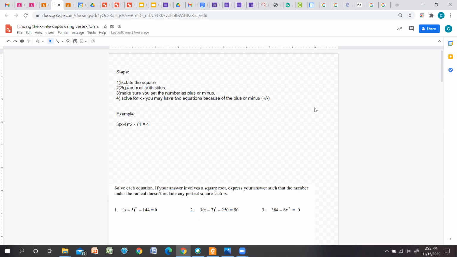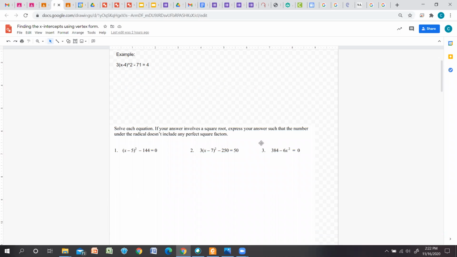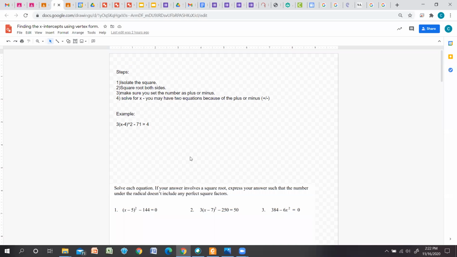Notice this can be used to find the x-intercepts by setting the function equal to 0, as some of the examples down below have. For example, number 1 and number 3. These would be the x-intercepts for the function. But for now, we're just going to take this equation and then solve for x.